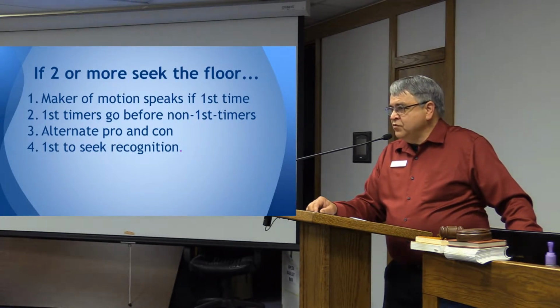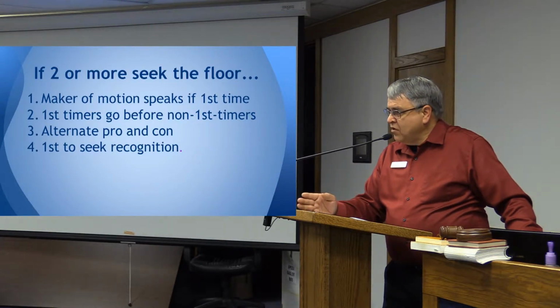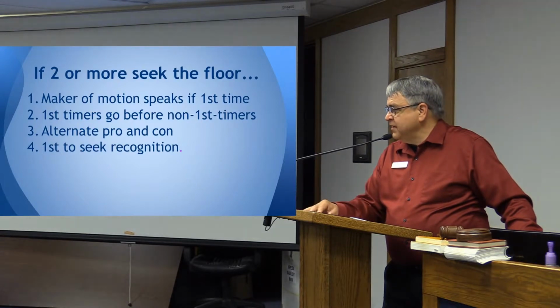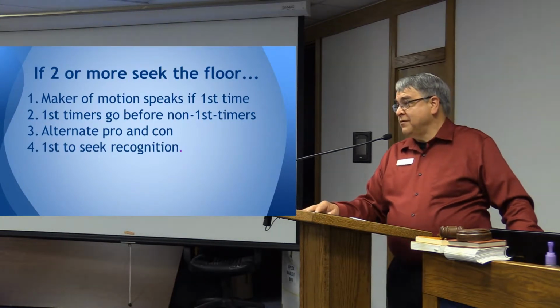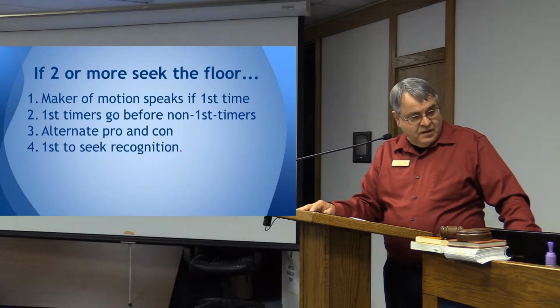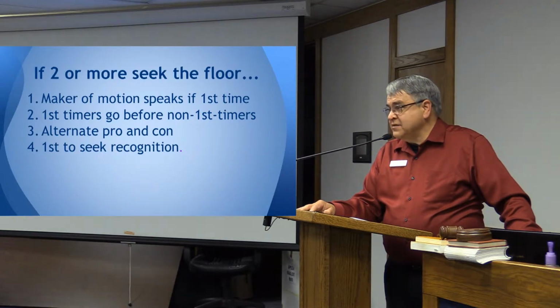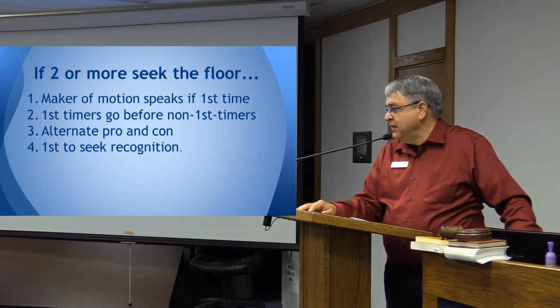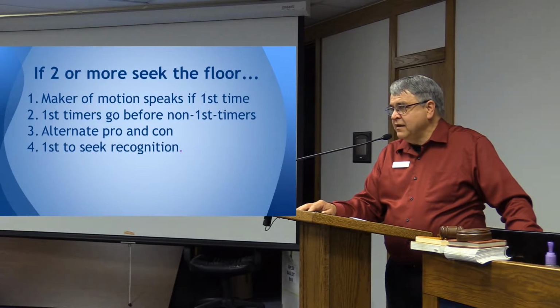If those two rules don't accomplish a decision, then the chair needs to alternate between pro and con speakers. If the last speaker in debate was for it or against it, then the opposite would go next, if that helps. If both people are on the same side that just stood to be recognized, that doesn't answer things either. That's when you go to this item, and that is the first to seek recognition, the first to stand. They are the ones that would be recognized. Does that help? A little bit complicated, but they're all sensible, and it's all for fairness.